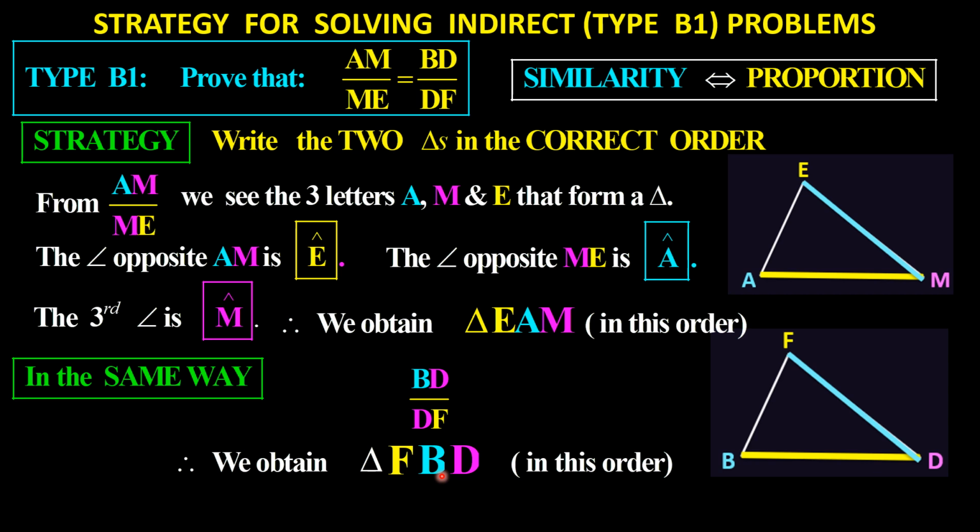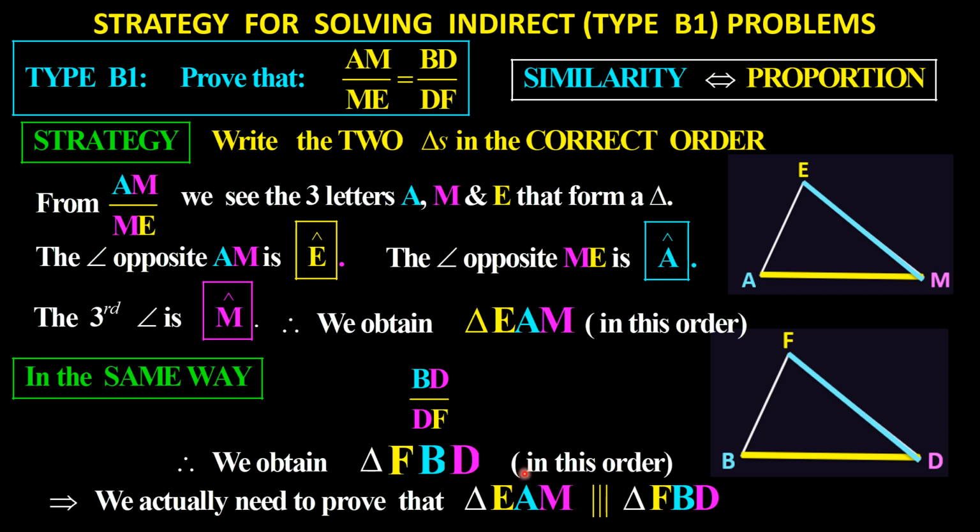Right? So in other words, the two triangles that I require to prove to be similar are actually EMA, and they've got them all in the correct order there. F will have to be equal to E, and A will have to be equal to B, and M will be equal to T there. Right? Let's just go over this again.